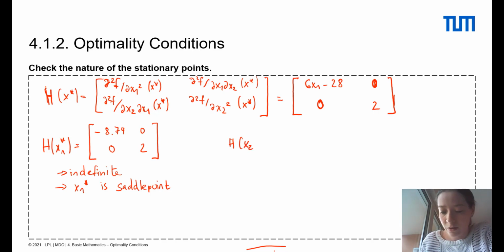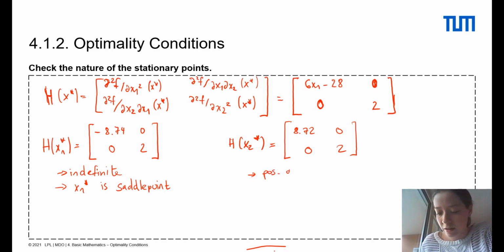H of x2 star is 8.72, 0, 0, 2. Here we have two positive eigenvalues, so our Hessian is positive definite, and x2 star is a minimum.